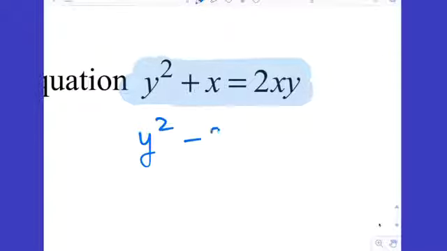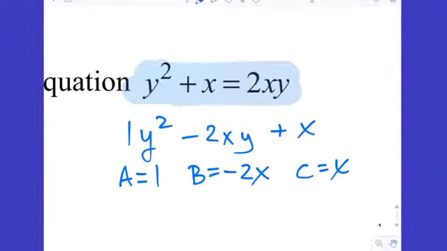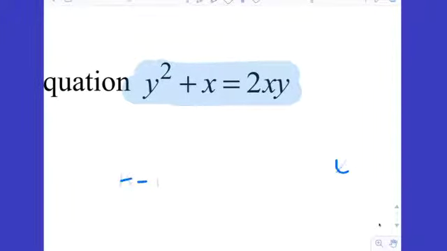Y squared minus 2xy and then plus x. Your a value in your quadratic formula would be 1. Your b value in the quadratic formula would be negative 2x. And your c value in the quadratic formula would be x. But if you did it that way, how many equations would you end up having? 2, right? The quadratic formula has plus or minus. Do you want to work with 2 equations and do all this work? No. Especially when there's a way to do it without having to do that, all right? Implicitly.